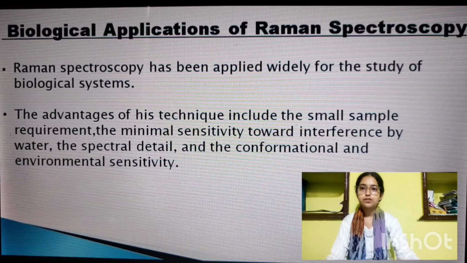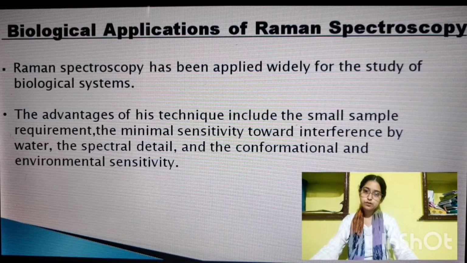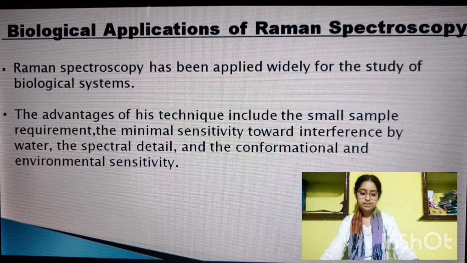Then biological applications of Raman spectroscopy. Raman spectroscopy has been applied widely for the study of biological systems. The advantages of this technique include the small sample requirement, the minimal sensitivity towards interference with the spectral details, and the conformational and environmental sensitivity. Raman spectroscopy is also used in biology, chemistry, physics, astronomy, and material science.